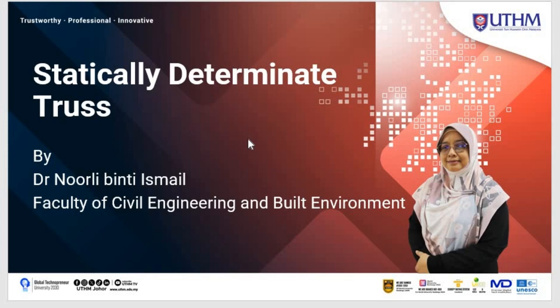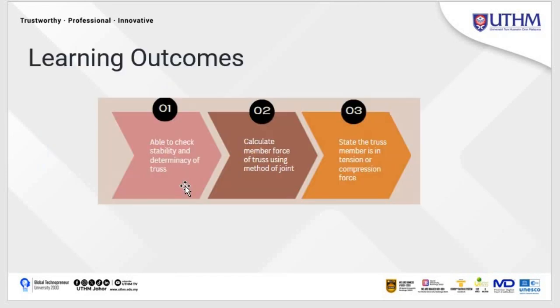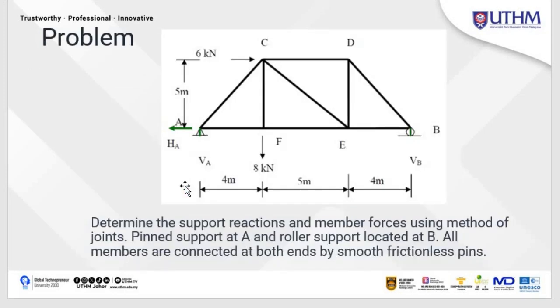For today, we will look at examples of how to calculate the member forces of a truss using the method of joints, together with the determinacy. At the end of the class, you will be able to check the stability and determinacy of a truss and calculate the member forces of a truss using the method of joints. These questions are examples of the problems for today.